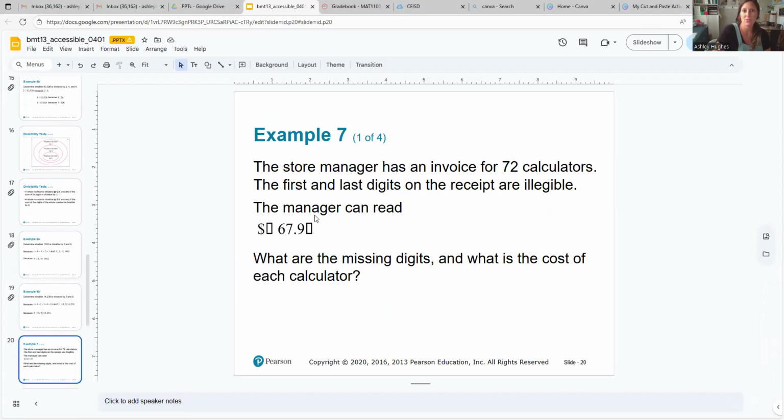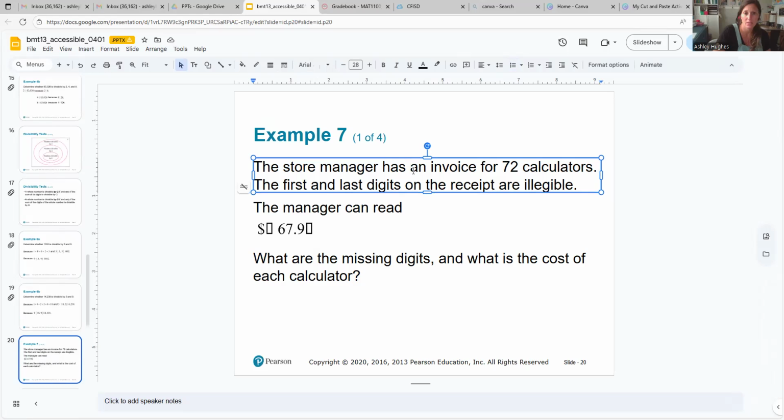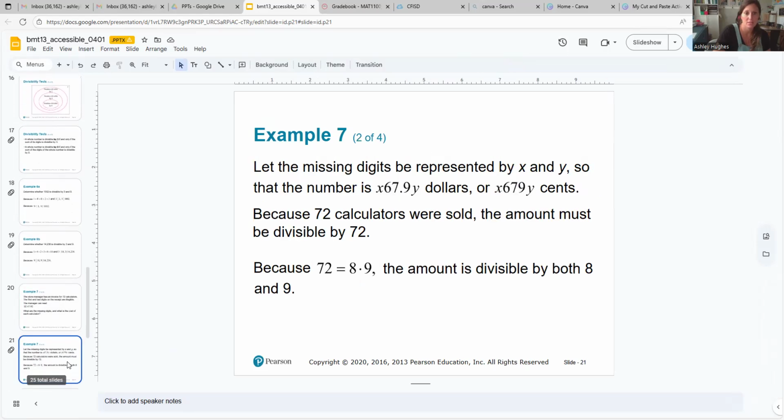The store manager has invoiced for 72 calculators. The manager cannot read the missing digits, so what are the missing digits and what is the cost of each calculator? So we have that the number is x67.9y, written with variables, or multiplied by 100, that's how many cents it is. Because 72 calculators were sold, the amount must be divisible by 72. So 72 is 8 times 9. That means the number needs to be divisible by 8 and also divisible by 9.